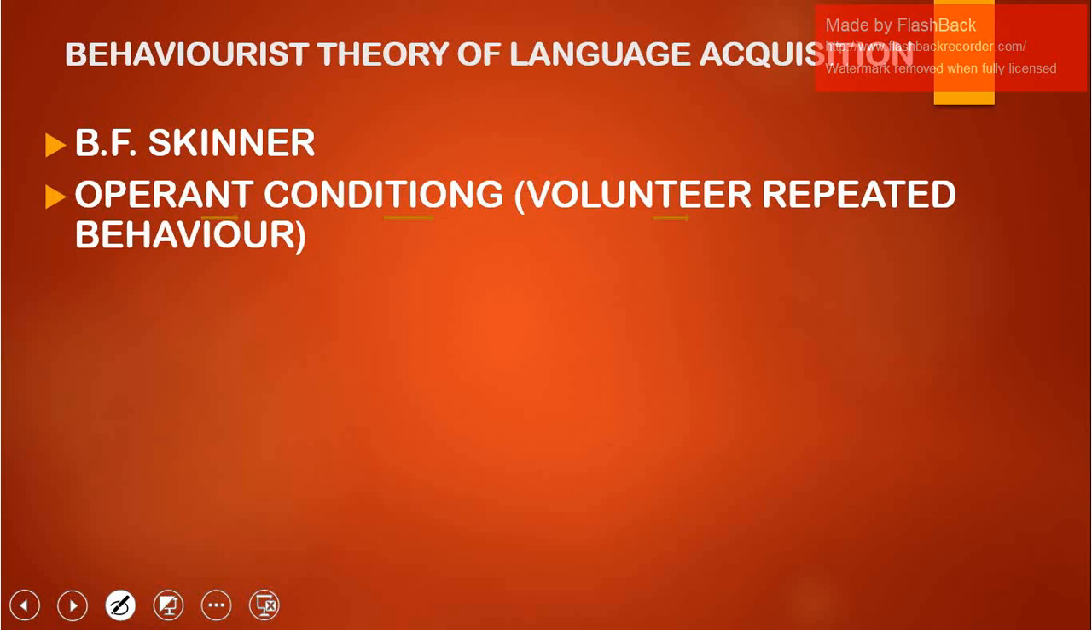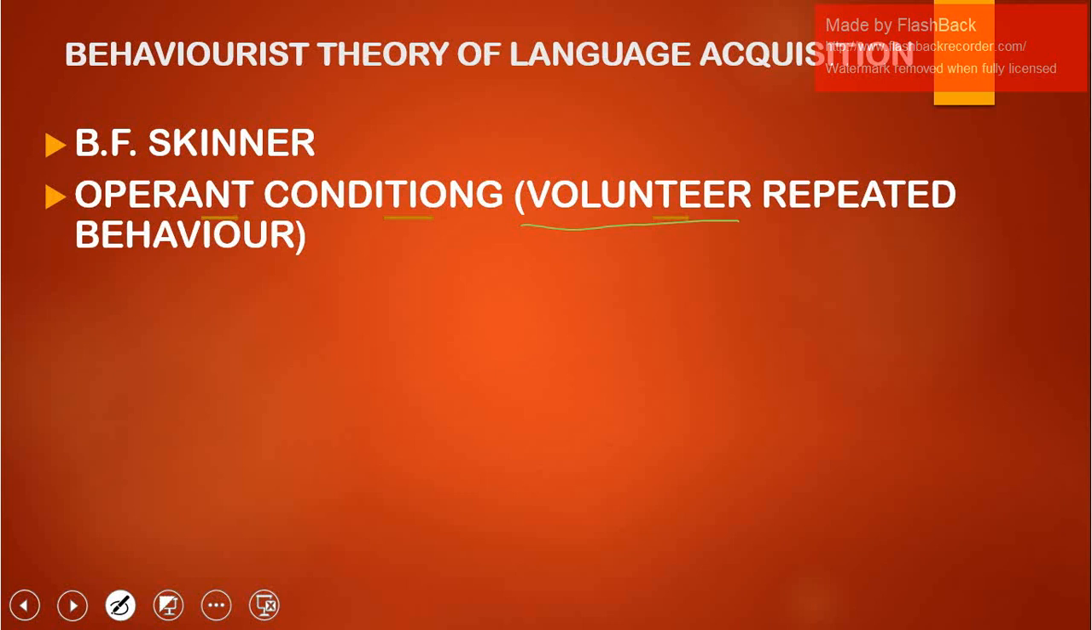Voluntary repeated behavior. So operant conditioning means the behavior which is voluntary, which is free will. You are not forced. Language learning is not forced, it is free will. Repeated behavior. You on your own free will repeat the behaviors. The behaviors which are rewarded are always repeated by a child. For example, if you clean your room and your mother appreciates you and makes you noodles, you will repeat that action again. And if you break a toy, your mother will rebuke you, and that action is not likely to be performed again by the child.